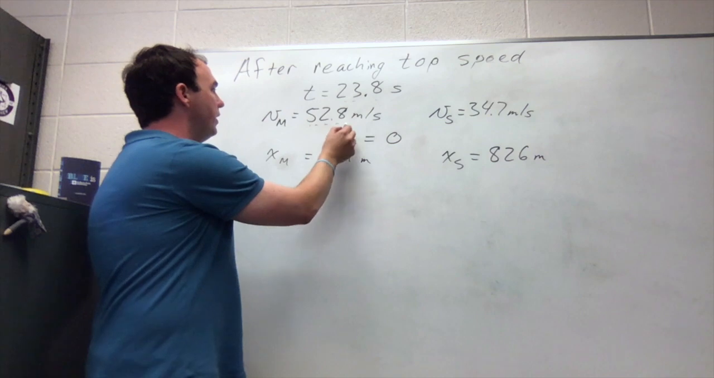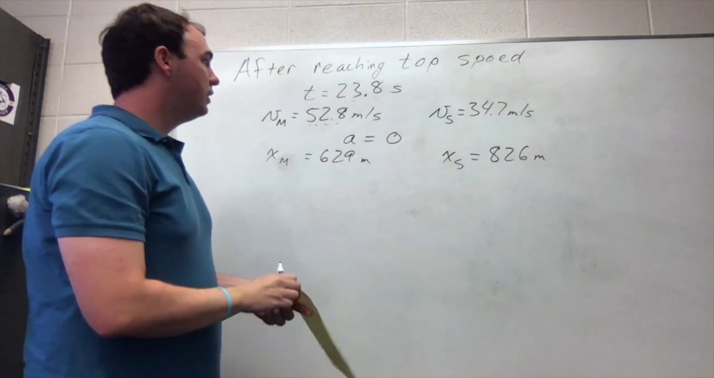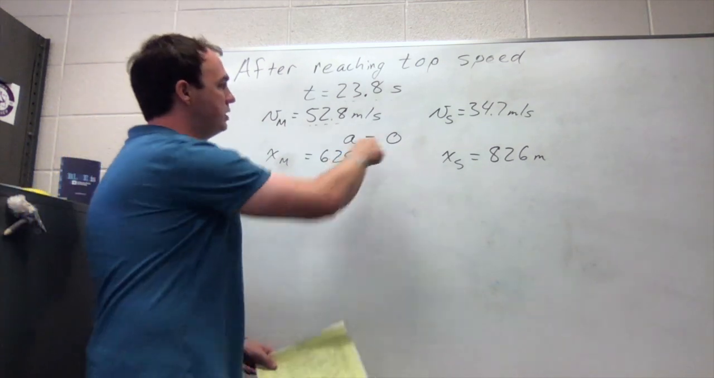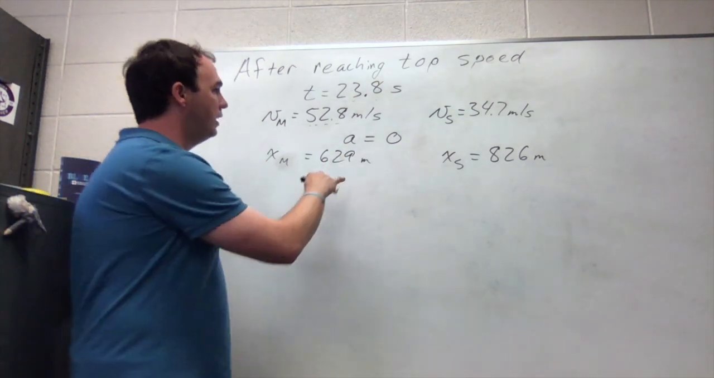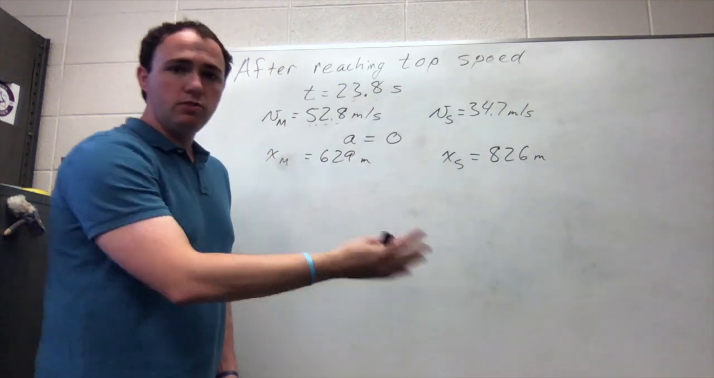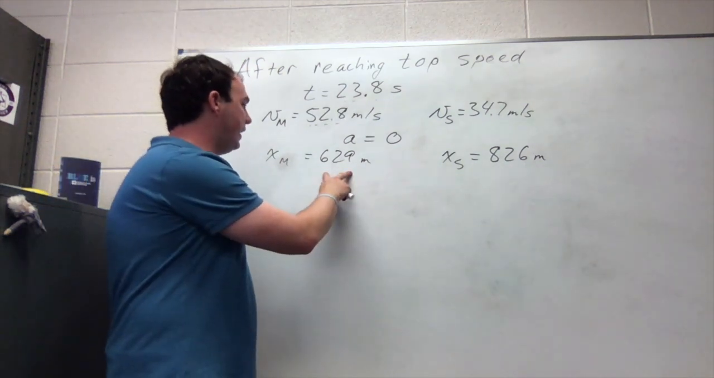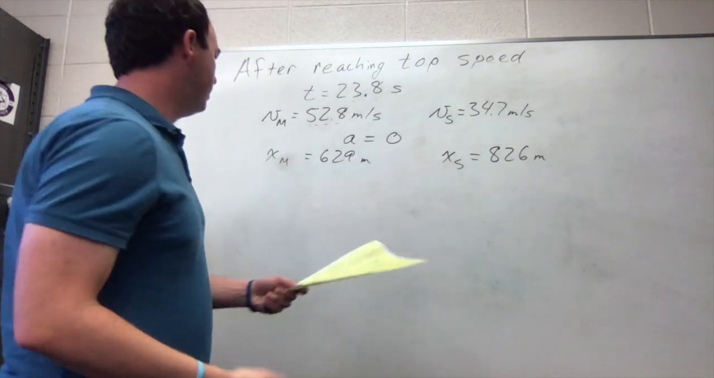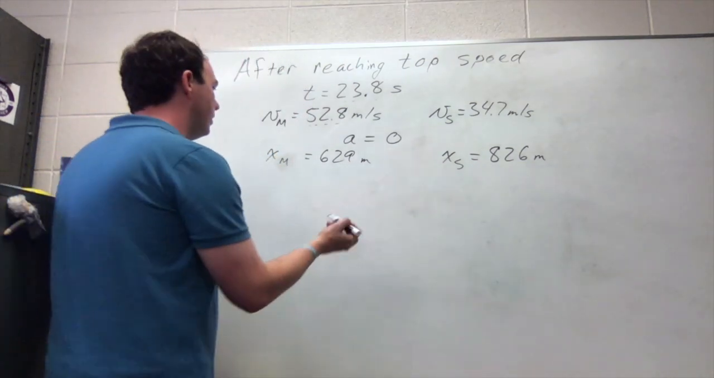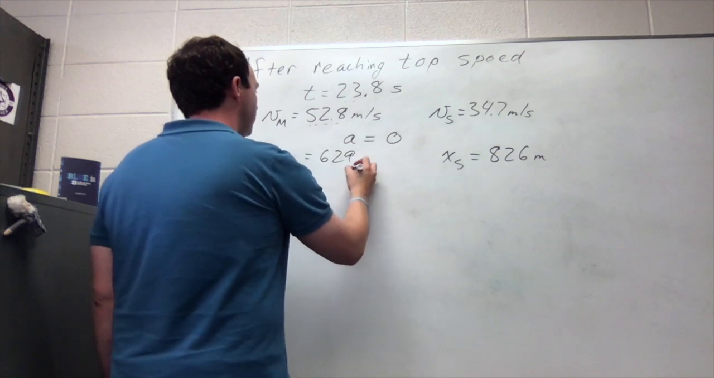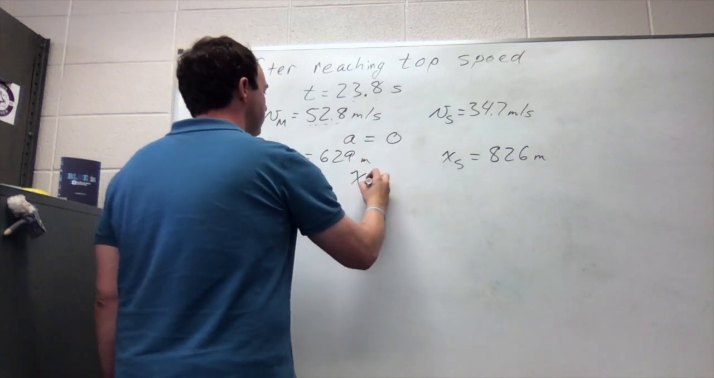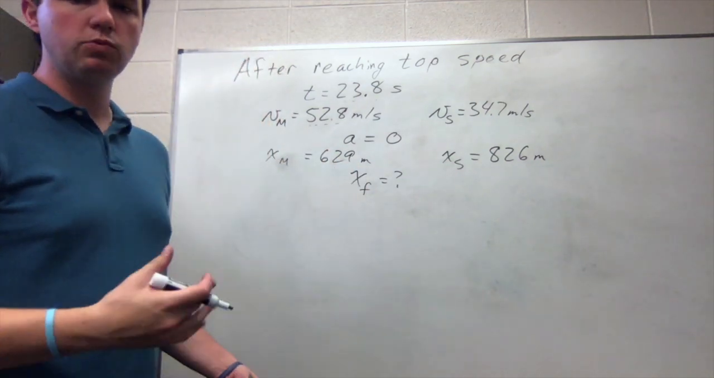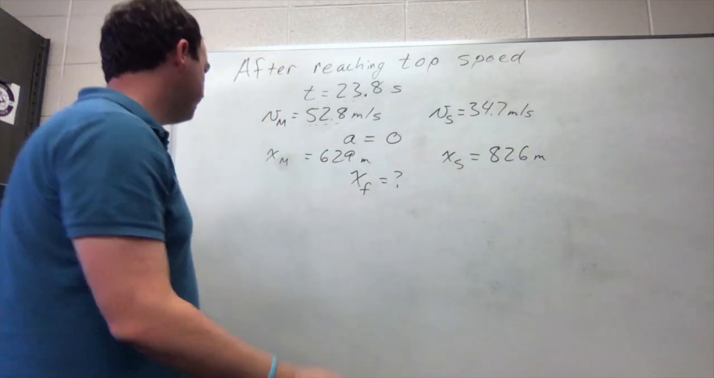Mermaid Man and Barnacle Boy are at 52.8 meters per second. SpongeBob is still at his 34.7 meters per second. Acceleration is equal to 0 for both of them. Mermaid Man in this new phase starts at 629 meters and SpongeBob starts at 826 meters. So now we can look for say an X final, our final position, which is where they finally catch up.